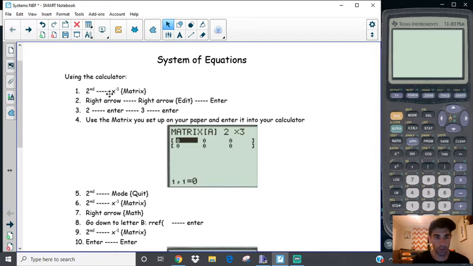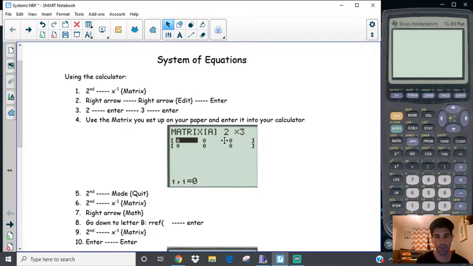To do it, most of the time we're going to be hitting second matrix. If you look over here at the calculator, second is this button here, and the x -1 you can see right here in yellow. That's your matrix. So here are the notes. You would go right arrow, that's right here. These are your arrows. And then you're going to make a 2 by 3.